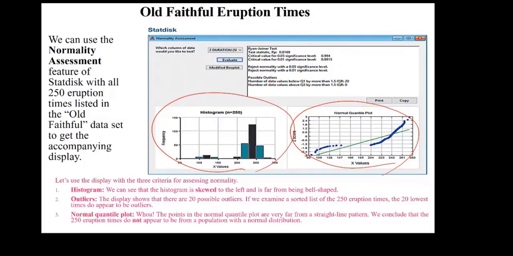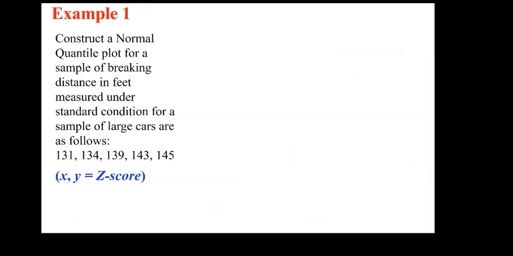Graph tells us what's going on. If we have the rank, they tell us what's going on. So let's look at this very simple example. We are given the following. We want to construct a normal quantile plot for a sample of braking distance in feet measured under standard conditions for a sample of large cars. So this is a sample, and those are the x values.